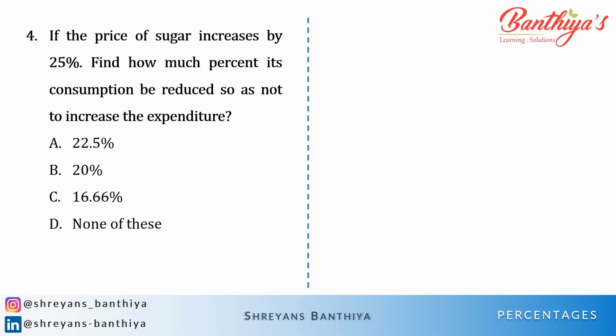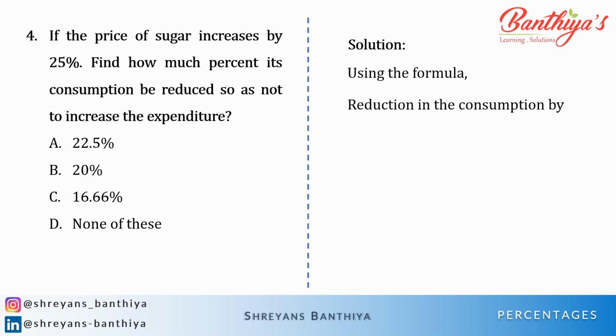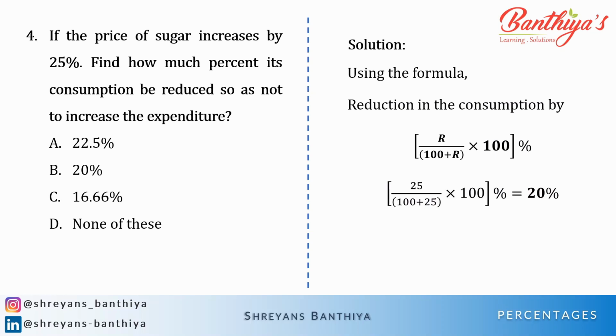Let's see the solution. Here again, the change of base principle is used. Using the formula, we get reduction in the consumption by R divided by 100 plus R. Here the increase of 25% is there. That's the reason the base is added, and hence 25 by 125. This gives 1 by 5, and hence the result is 20%. Option B is the answer.